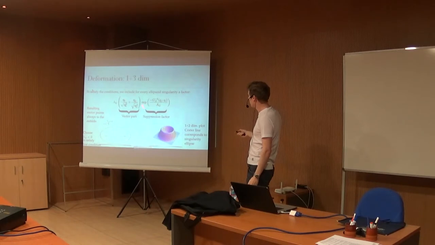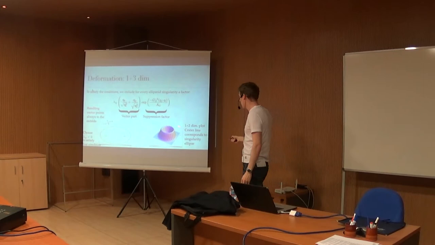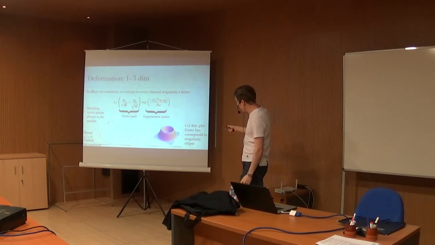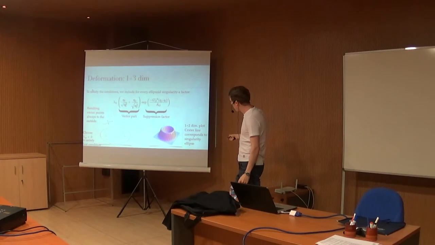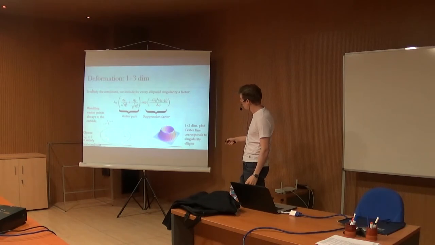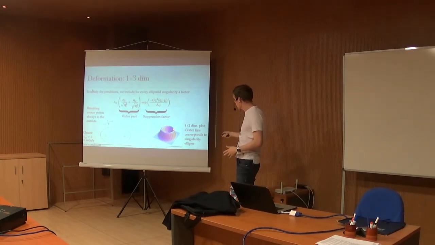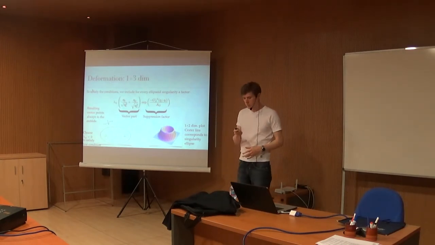And then there's this second factor, which I call the suppression factor. Here we have a plot in 1+2 dimensions, because we cannot plot in 3 dimensions. What we see here is only this factor, and it goes to 1 where this crater line is exactly the singularity ellipsoid. So the deformation gets switched on where the singularity is happening, and is then suppressed everywhere else.